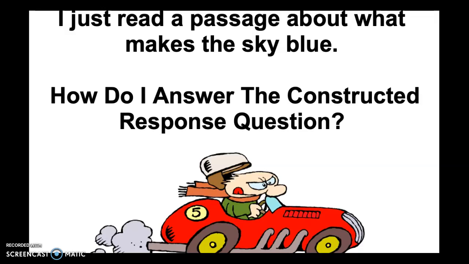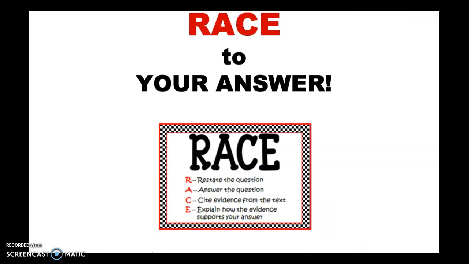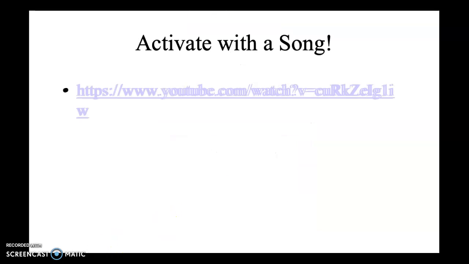It says, I just read a passage about what makes the sky blue. How do I answer the constructed response question? You're going to use the RACE format to answer in a constructed response, right? RACE stands for restate, answer, cite, and explain. Just so you see down here, the R, restate the question, A, answer the question, C, cite the evidence from the text, and E, explain how the evidence supports your answer.